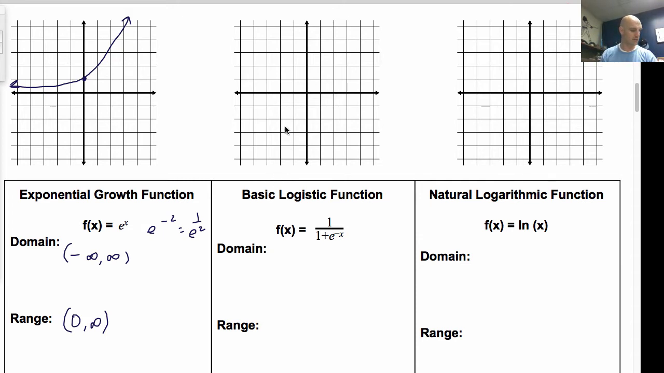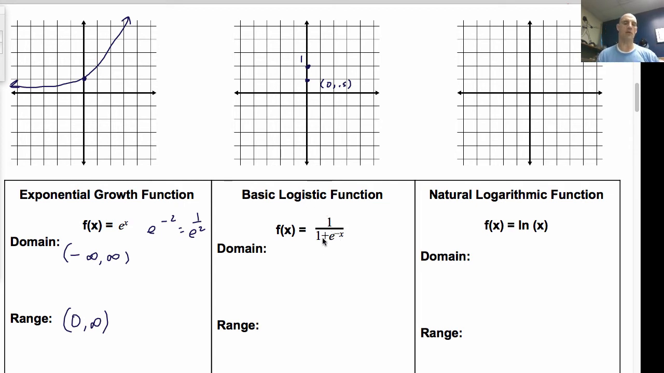Basic logistic function. Here we've got a situation where we need to do a little bit of labeling, and our labeling is like this. In this case, this is going to be 0.5. So this is a half. So this is actually 1 up here. And our basic logistic function looks like this: 1 over 1 plus e to the negative x.